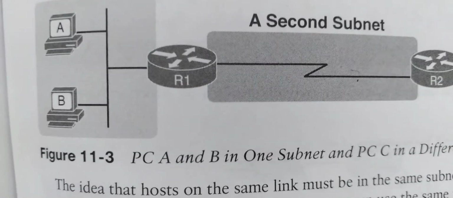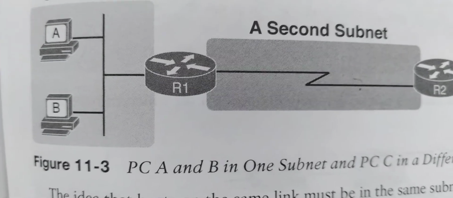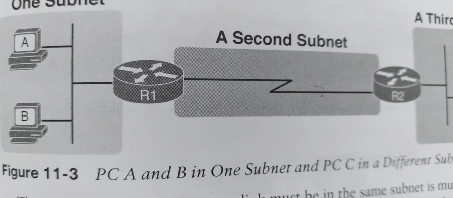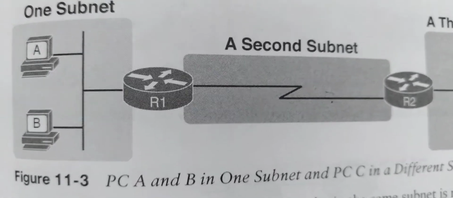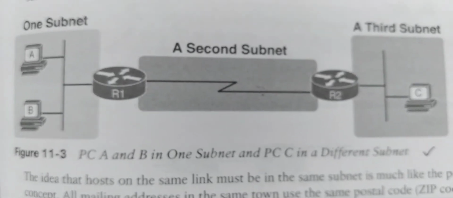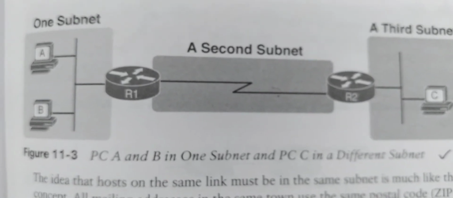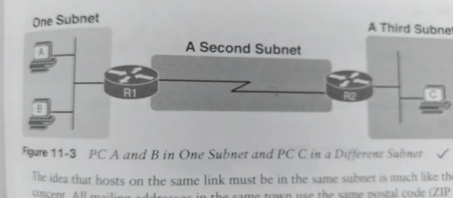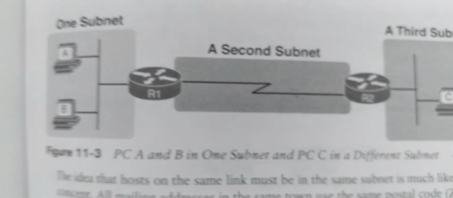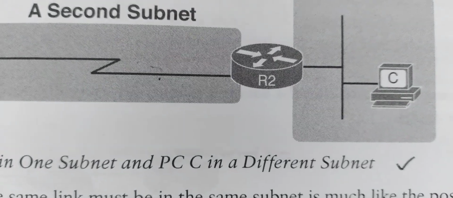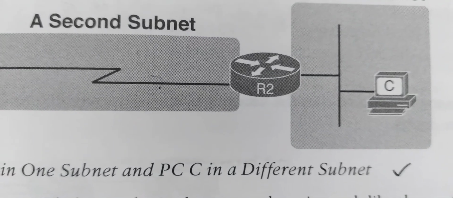Figure 11-3 shows the general concept with hosts A and B in one subnet and host C in another. In particular, note that hosts A and B are not separated from each other by any routers. However, host C, separated from A and B by at least one router, must be in a different subnet.